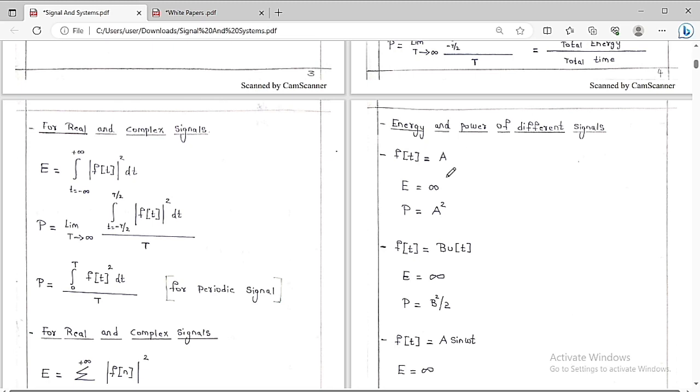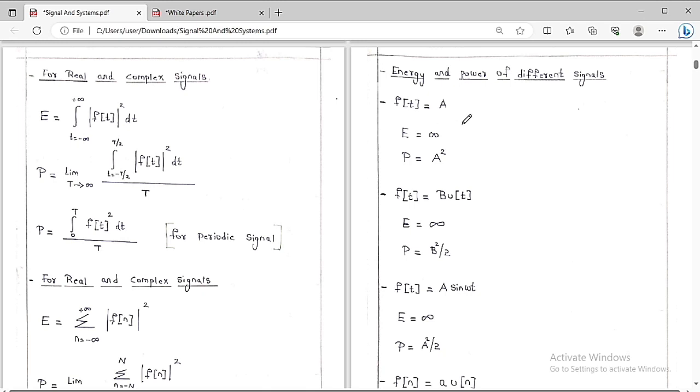You can see the first signal, here f of t is equal to A. We can say it's a constant signal. Its amplitude is equal to A for all the time. So definitely we can say its energy is equal to infinity and its power is equal to A square. These two formulas we have to remember. So for a constant signal f of t is equal to A, its energy is equal to infinity and the power is equal to A square. This point you always have to keep in your mind. For a signal f of t is equal to A, it has a constant amplitude of A for all the time.